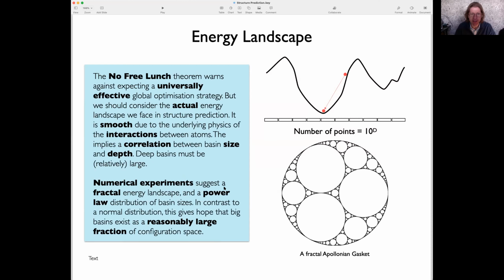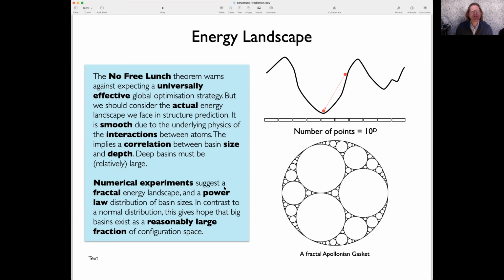So we have to think a little bit differently. There's something called the no free lunch theorem, which warns us against any sort of universally effective global optimization strategy. What that's saying is that there's no best way of doing global optimization in general. So if someone tries to sell you an algorithm that is the best global optimization algorithm there is, they're wrong, because their method might be good for the test cases or systems they've tried it on, but because of this theorem, it's necessarily worse for other things that they maybe haven't tried.